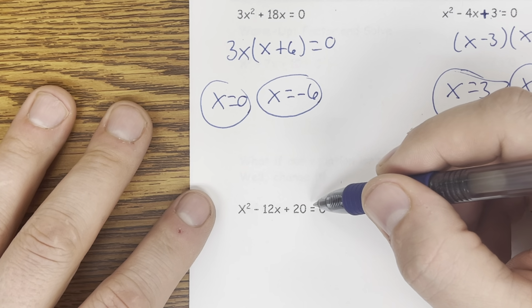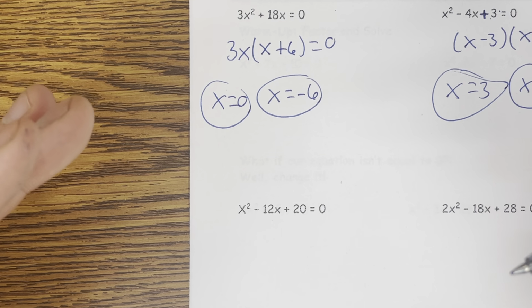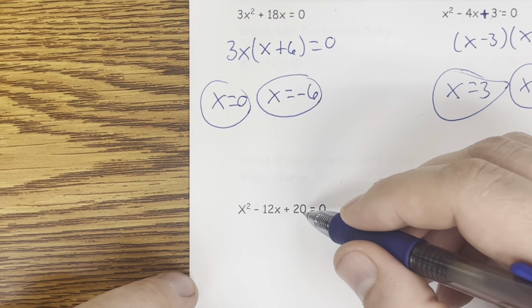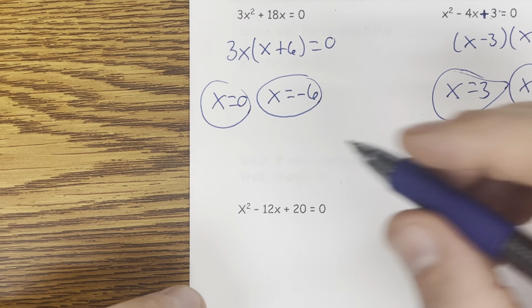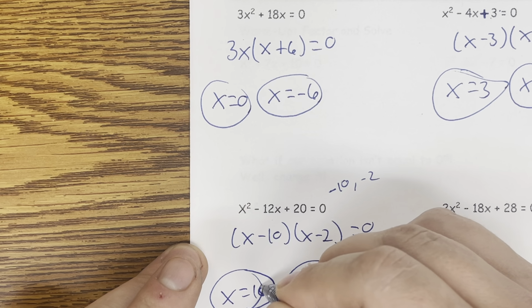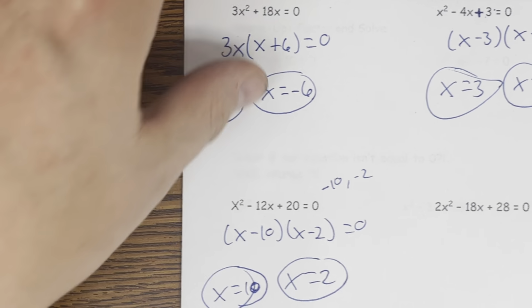It's equal to 0. So now we have to factor this. Factors of the last term that add up to the middle term. So factors of 20 that add up to negative 12 looks like negative 10 and negative 2. So x minus 10, x minus 2 equals 0. Two solutions, x equals 10, x equals 2. And I got carried away there with my circle in there. That was a 10.